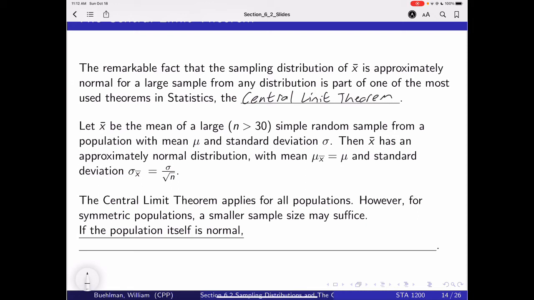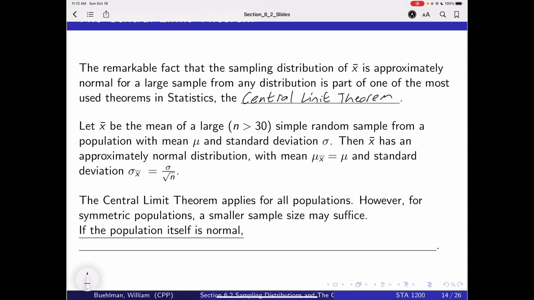And here's what the central limit theorem states. Let x bar be the mean of a large, n greater than 30, simple random sample from a population with mean mu and standard deviation sigma. Then x bar has an approximately normal distribution with mean mu sub x bar equal to mu, and standard deviation sigma sub x bar equal to sigma divided by the square root of n. That is the central limit theorem.